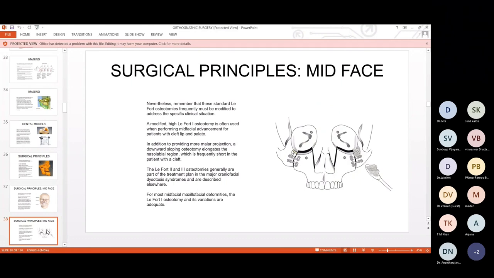So the standard Lefort osteotomies must sometimes be modified to tailor-make for the patient's requirement. You can see here that we have done a slightly quadrilateral type of osteotomy so that the piriform aperture is untouched. However, part of the orbit is osteotomized.